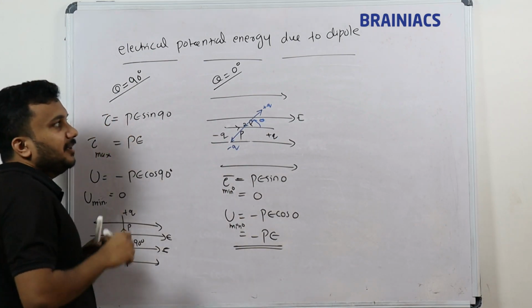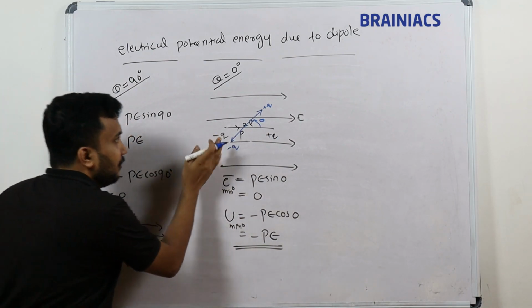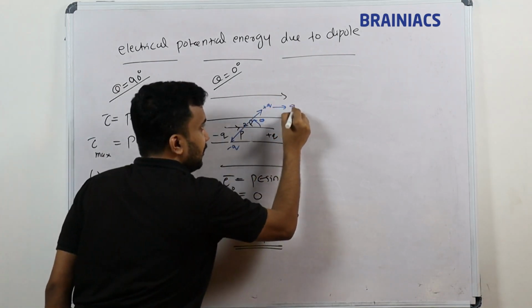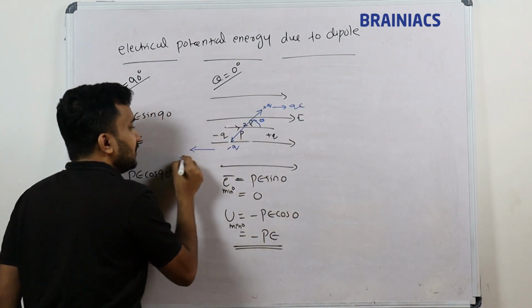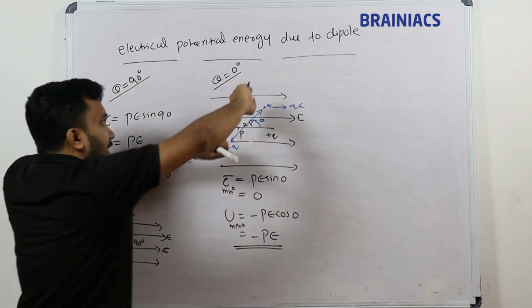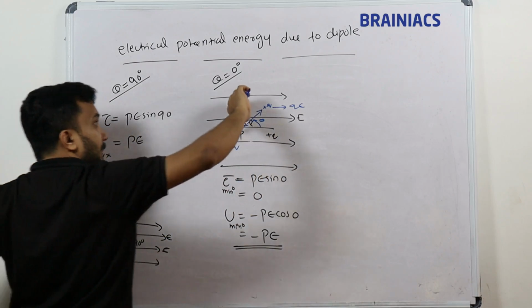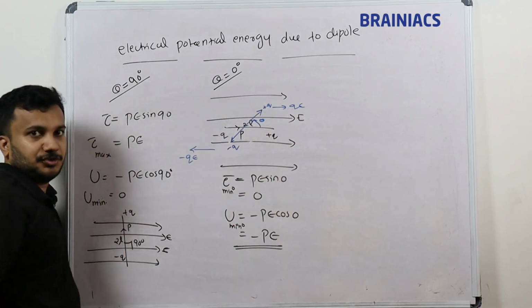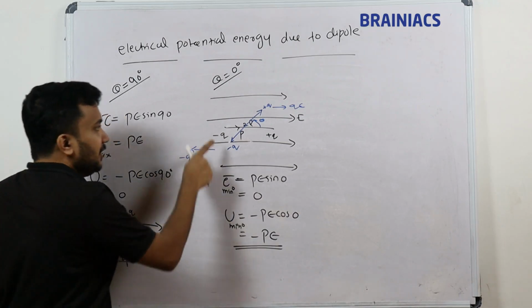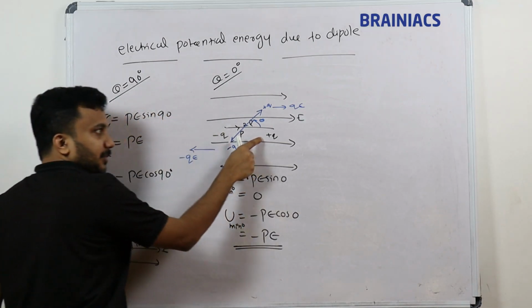So what will happen? There is an electrical force here. Whenever this blue line becomes like this, electrical force QE will act like this, and minus QE will act like this. Because these two forces will pull, it will be restored back to the initial position. That is called stable equilibrium. I will repeat again. Initially minus q to plus q will be here.